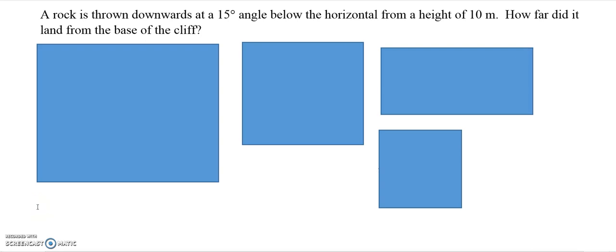All right, let's throw some objects. So you're going to do a problem. We got a rock thrown downwards at a 15-degree angle below the horizontal from a height of 10 meters. We want to know how far does it land from the base of the cliff.